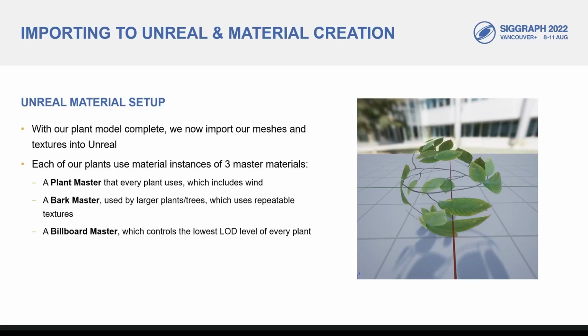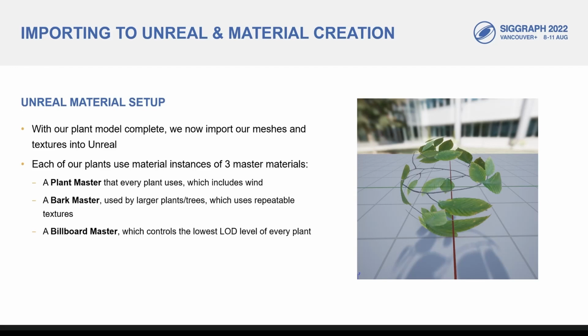So now that our plant model creation process is actually complete, we can import the meshes and the textures into Unreal. Within Unreal, we use 3 different master materials that we set up to take those textures and apply them to the meshes. We have a plant master, which every single plant uses, that includes wind and opacity, which for small plants will be their main material. Even trees will use it on their branches.